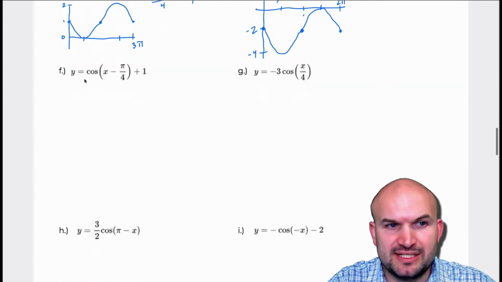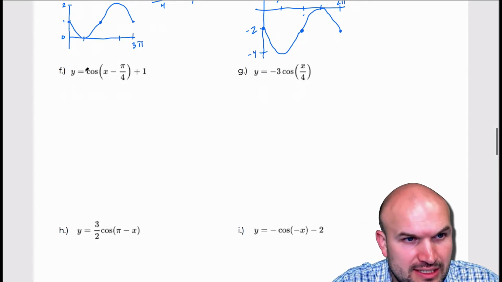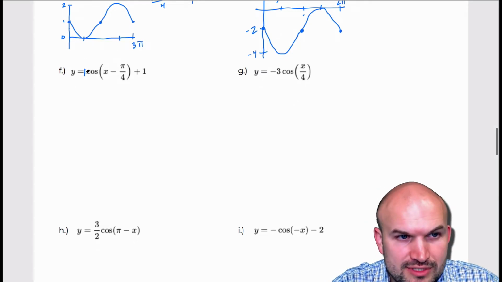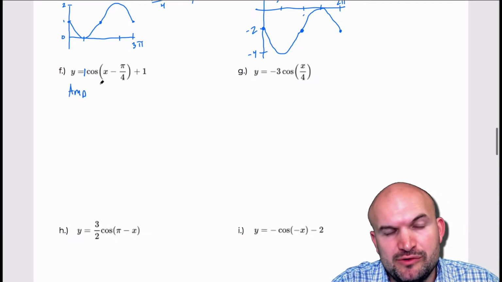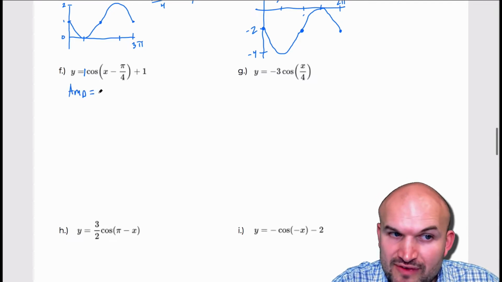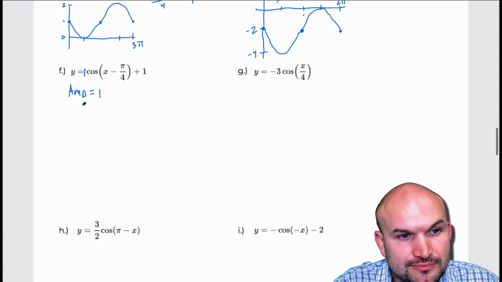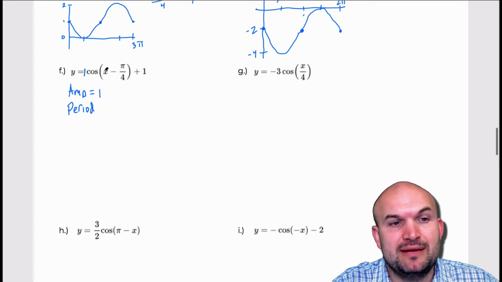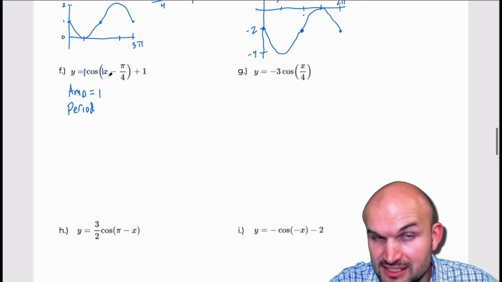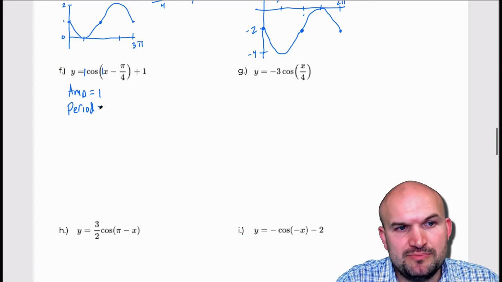So basically in here, we can see that our a, in this case, is going to be 1. So my amplitude is just going to equal the absolute value of 1, which is just 1. My period is going to be, again, 2 pi divided by b, where in this case my b is 1. So that would just be 2 pi over 1, which is just 2 pi.